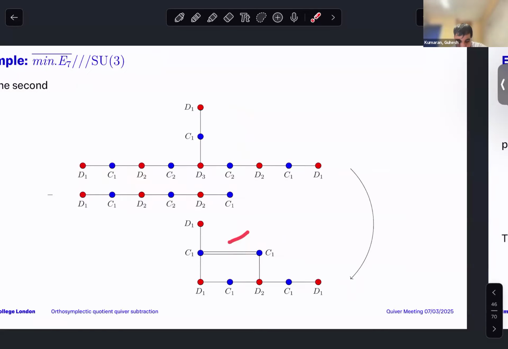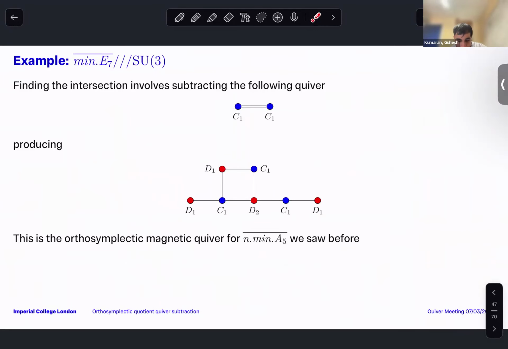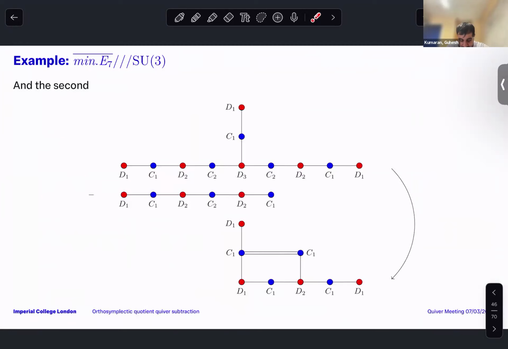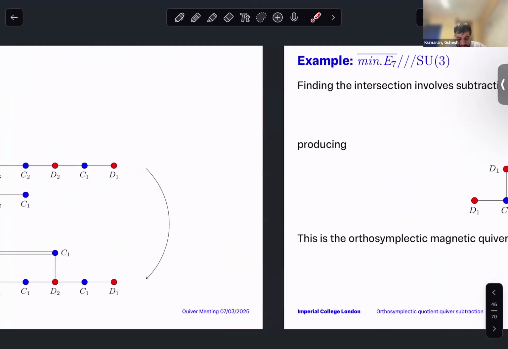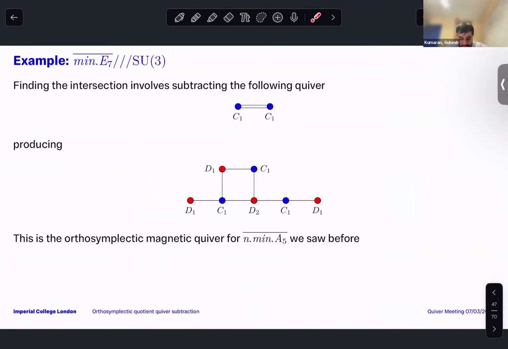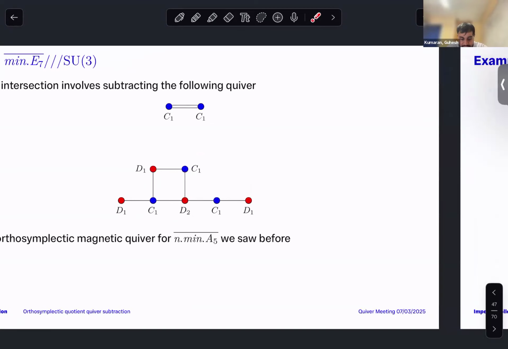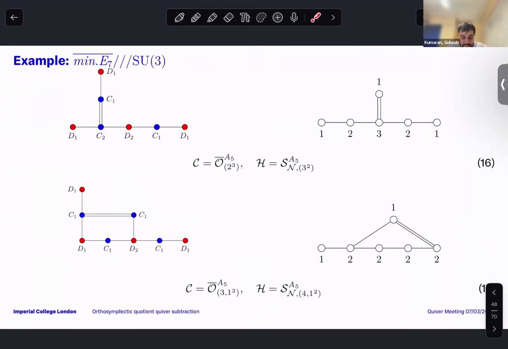Okay. Right. Now, because we have a union, we need to find the intersection, and that just involves subtracting this C1 quiver. Maybe it's clear to see here. If I subtract this C1, then all 3 of these need to be balanced with a C1, and I've drawn it in a strange way, but you get back to this quiver, which was the next to minimal A5 we saw before. So there's some self-consistency in this algorithm, which is good. And these are the doppelgangers we find.